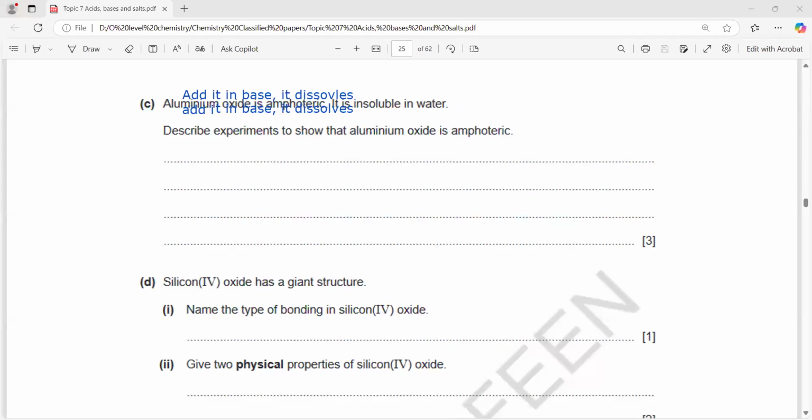Screen for the classified topic 7. You can use screen annotation or say the answer. Use your mic. Aluminium oxide is amphoteric. What is the characteristic of amphoteric oxides?